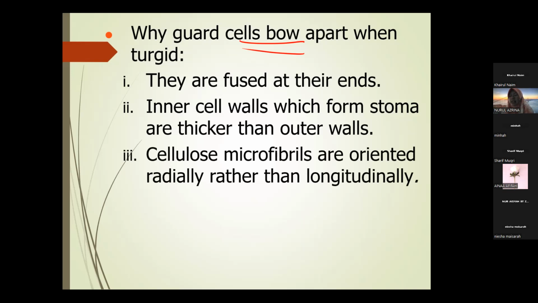Okay. Number 3, the orientation of cellulose microfibril that is oriented radially compared to longitudinally. So this is what makes it need to bow outward, not bowing inward. Okay. So that is it. These are the 3 reasons why guard cells bow apart when turgid.